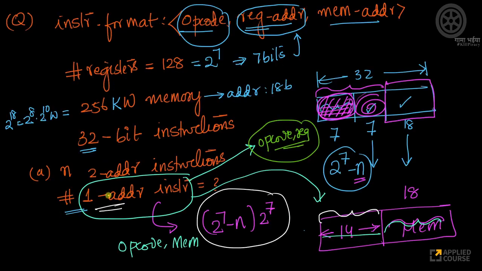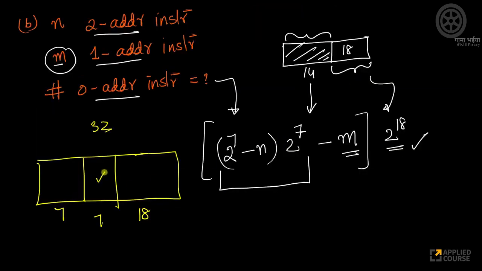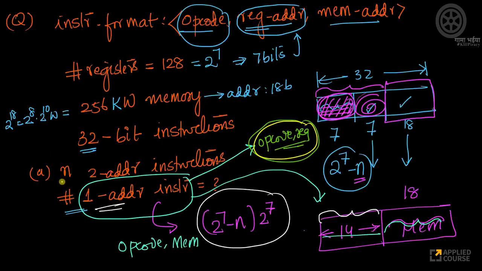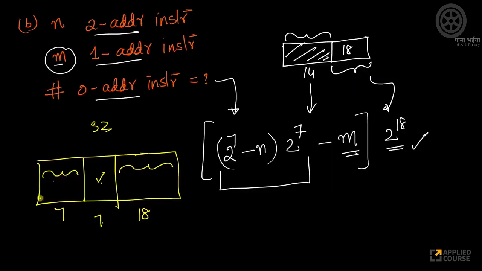Now what are we saying? My 1 address instructions are opcode, comma, register. So it will occupy this. This whole thing is free. So my 1 address instructions will occupy this and this. That's what we are saying now. Within this first 7 bits, n addresses have been occupied by 2 address instructions. So how many are left here? 2 power 7 minus n. These are how many are left in these 7 bits. These 7 bits we'll use for the register address. How many possibilities are here now?